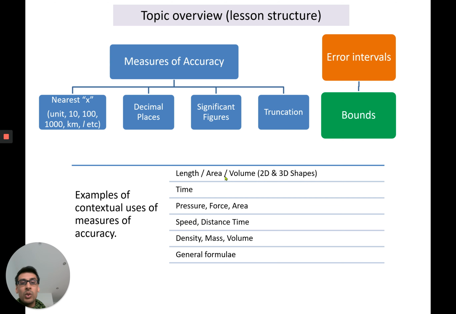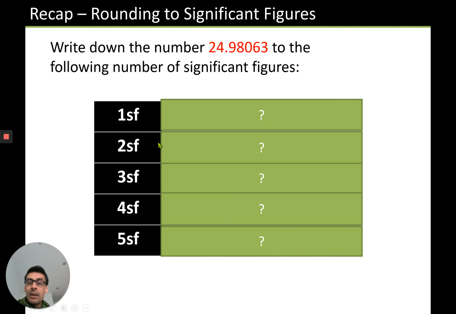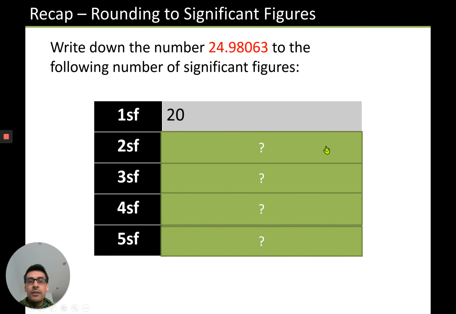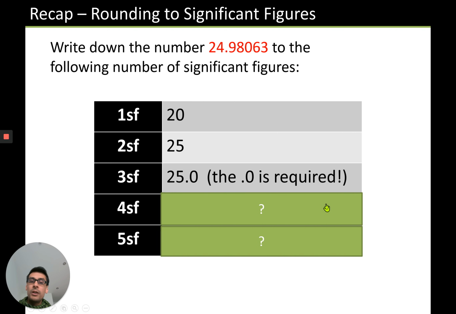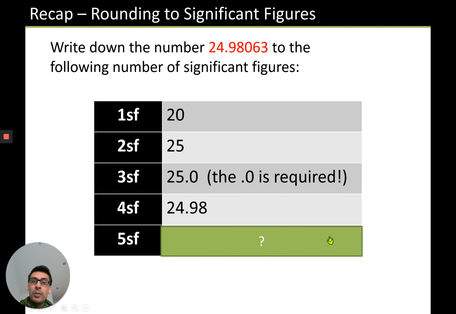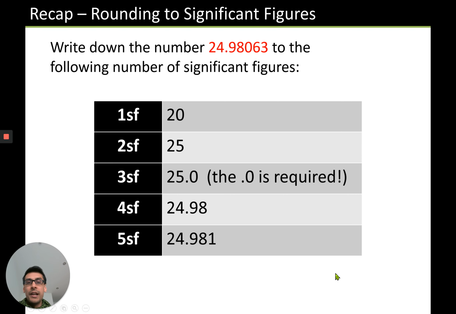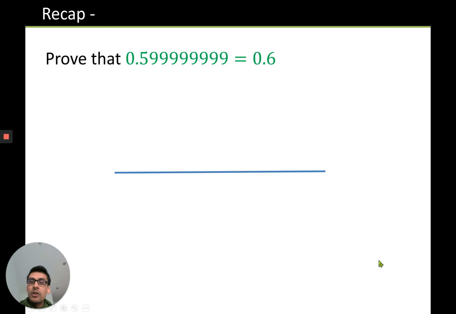If you're measuring something, you want to know how accurate you are when you're measuring it. So this video is just going to be a recap of the key skills you need before we actually go into bounds. So what I want you to do is the red number on the screen. I want you to pause the video, round it to the following significant figures, and then I'll show you the answers. Okay, so I'm going to show you the answers now. So you should have 20, 25, 25.0, the 0 is important there, 24.98 and 24.981.